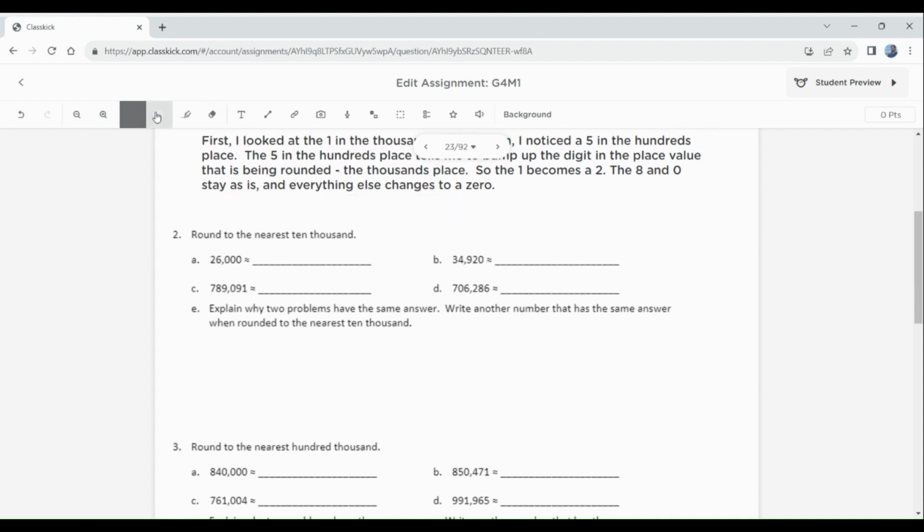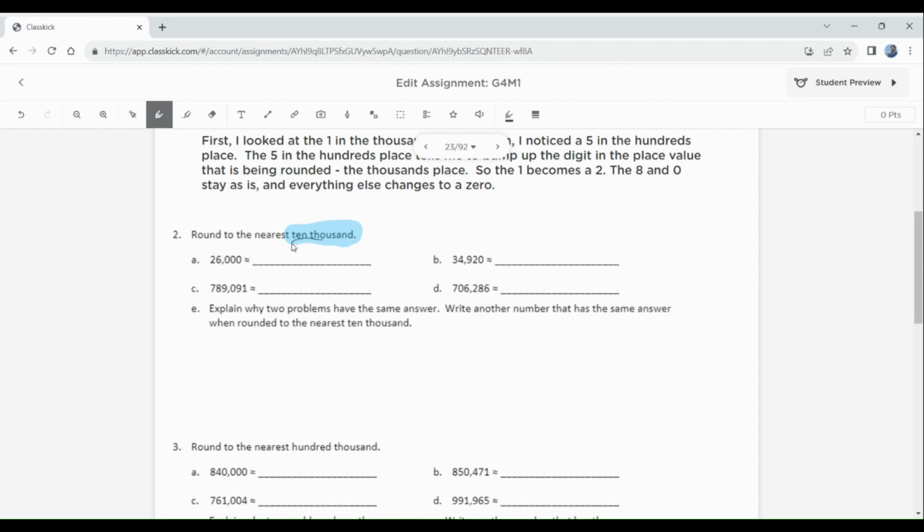Same sort of idea with our exercise, but in this case, we're not rounding to the nearest thousand, we're rounding to the nearest 10,000. So all my attention is just going to shift over to the 10,000s place. The process stays the same, the place value in which I'm rounding is changing. So round to the nearest 10,000, letter A is the number 26,000.